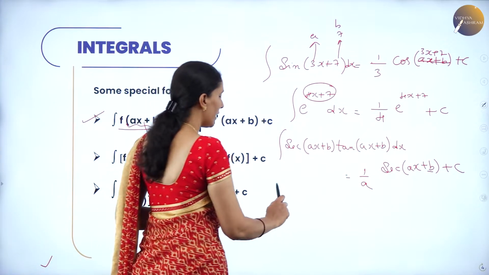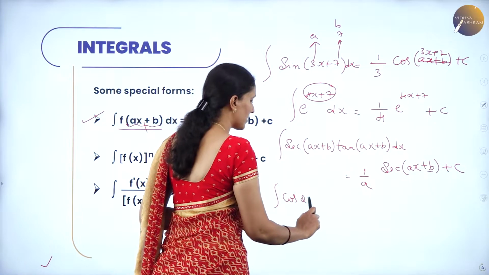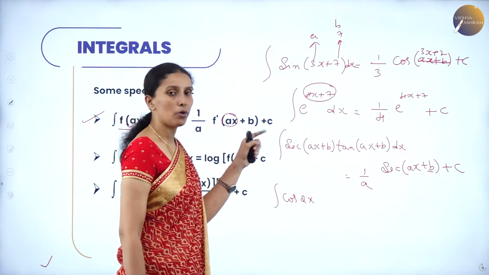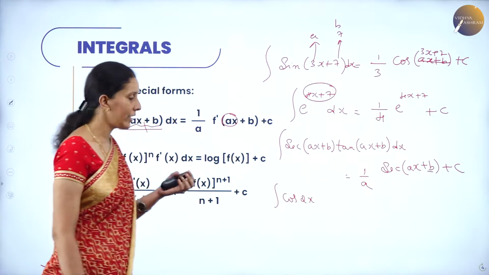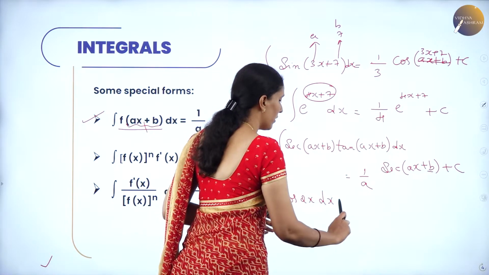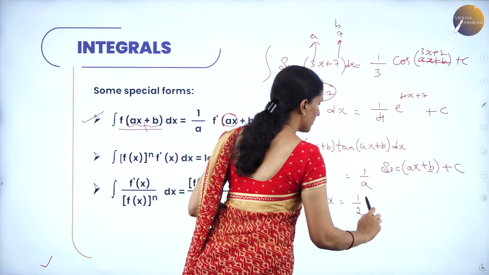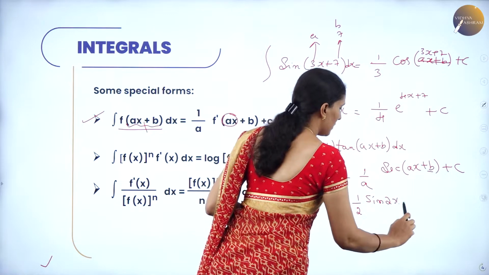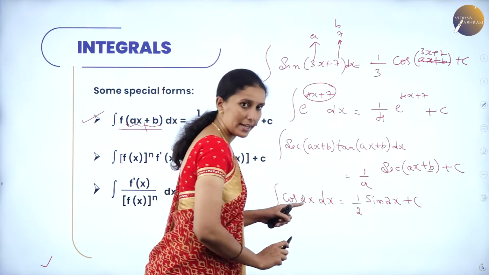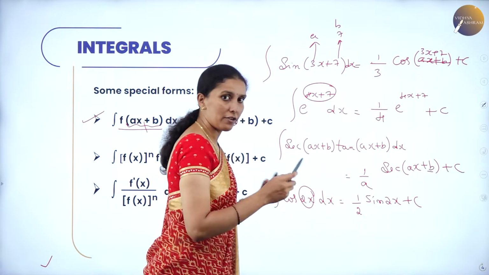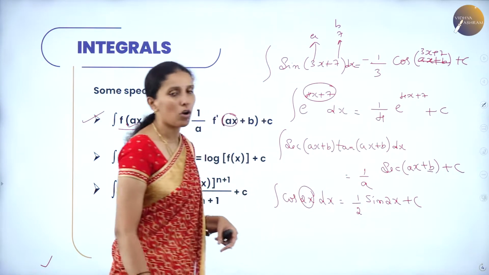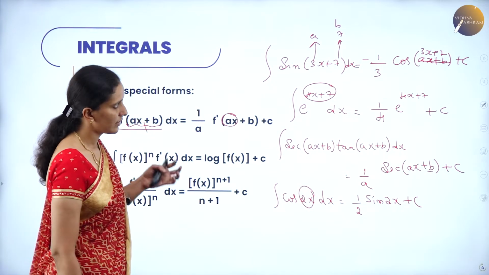Let me take the integral of cos 2x. Here you have only ax, you don't have b. So nothing to worry about; we need only the value of a to divide by. Therefore it is 1 by 2 times sine 2x plus c. What is the integral of cos x? It is nothing but sine x. But since we have 2x here in the form of ax plus b, we divide. And for sin(3x plus 7), it is minus cos(3x plus 7) plus c.